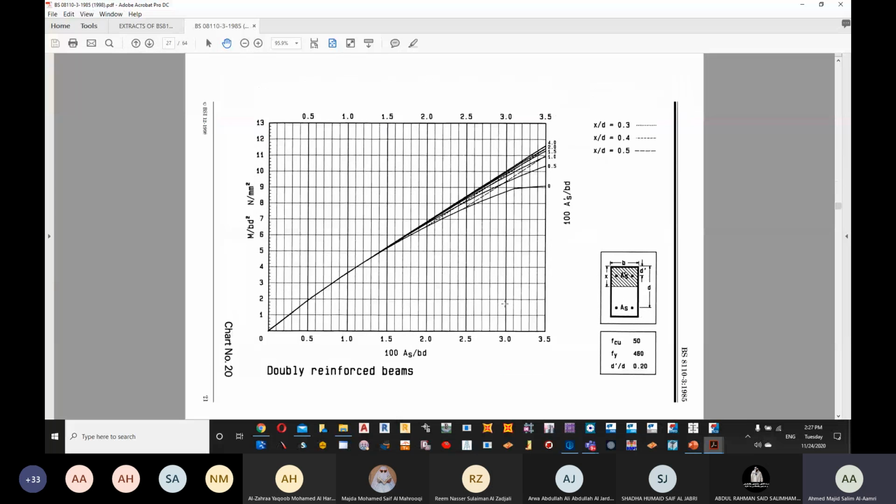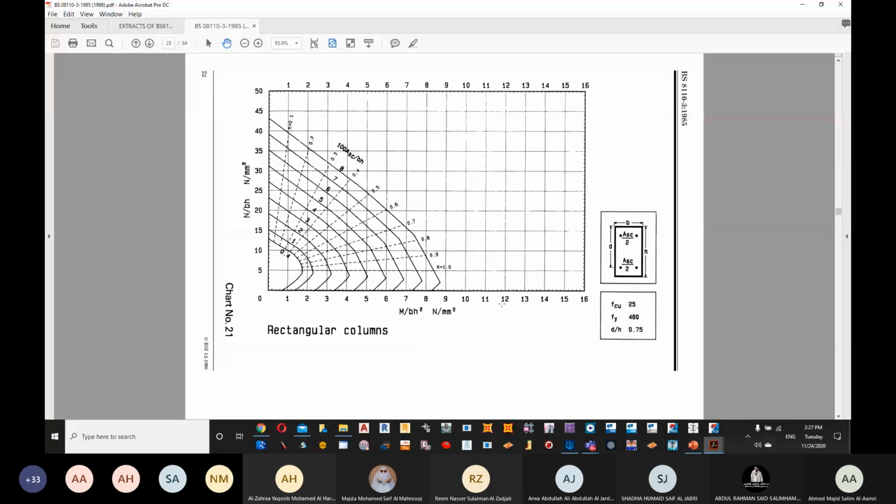We are not designing beams, we are designing columns. So from here, we are starting the column. Now we can see the grade of concrete is given, we have the grade of steel, and then we have d over h. By finding these things, you will make sure whether this is the correct chart or not. After getting the correct chart, you will choose how much is your N over bh and your M over bh square, and you will get the value. We'll solve one example and see how to use these charts.